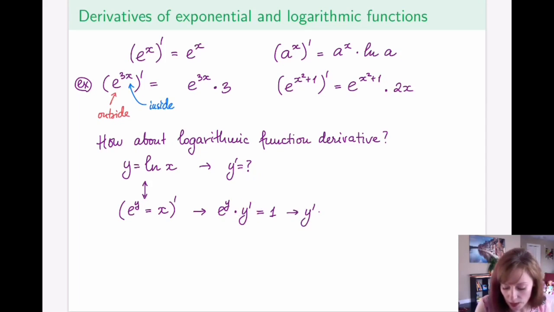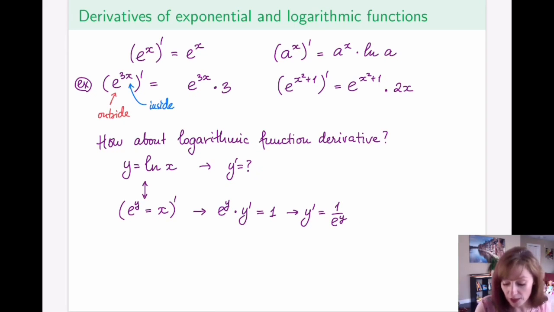What do I get? I get 1 over e to the power y. And this is allegedly my answer. So the derivative of ln x is 1 over e to the power y. Preferably, my answer will only contain x's.